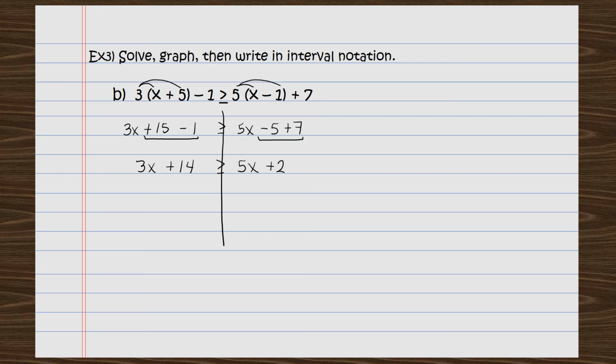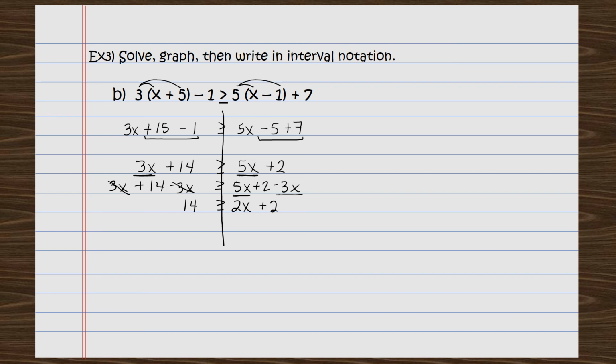Now let's look at the problem as a whole. Notice we have x's on the left and on the right. They need to be on the same side. I'm going to bring my x's to the right side since 3x is smaller. So to do that, I need to subtract 3x on both sides. And so the 3x minus 3x goes away, leaving me just 14 on the left side. And 5x minus 3x gives me 2x plus 2 on the right side.